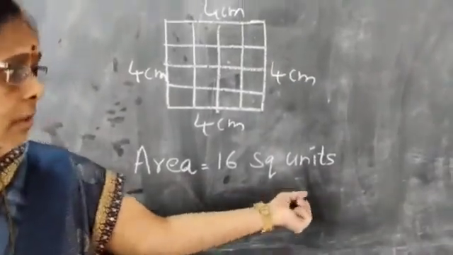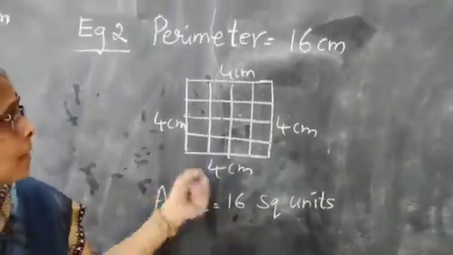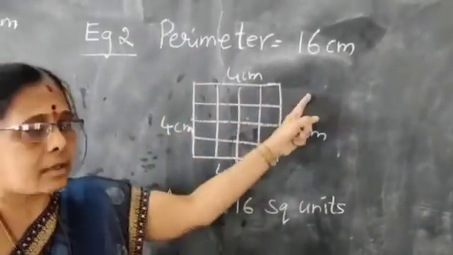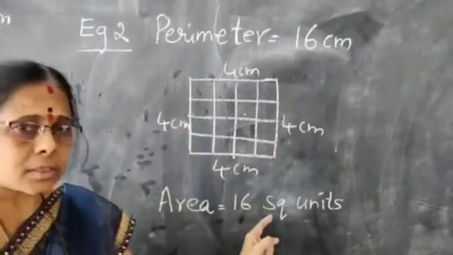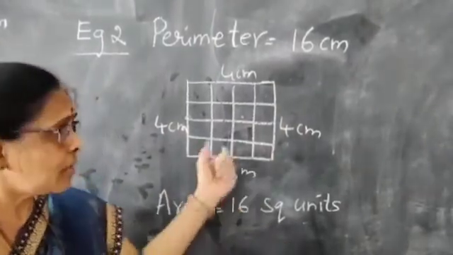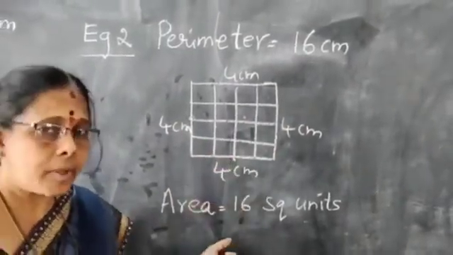16 square units. See what you observe here, children. Here perimeter is 16 centimeter. Area also you got 16 square units. Sometimes the area and perimeter will be the same.